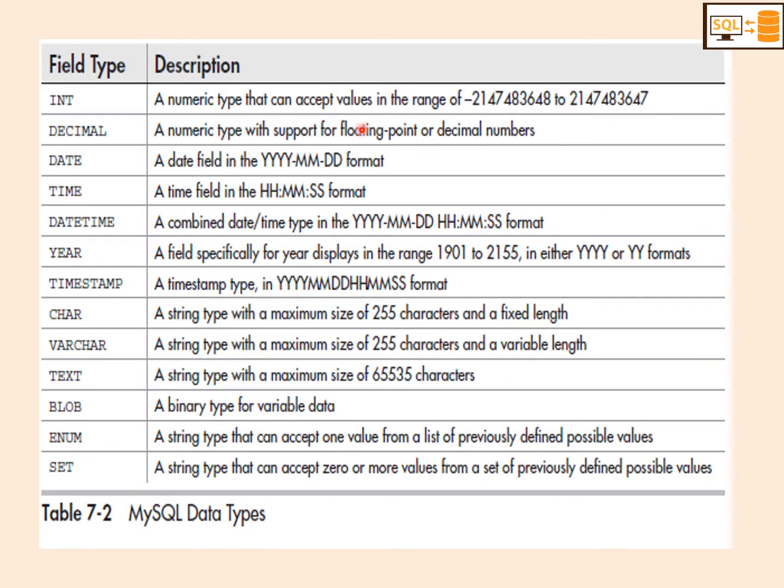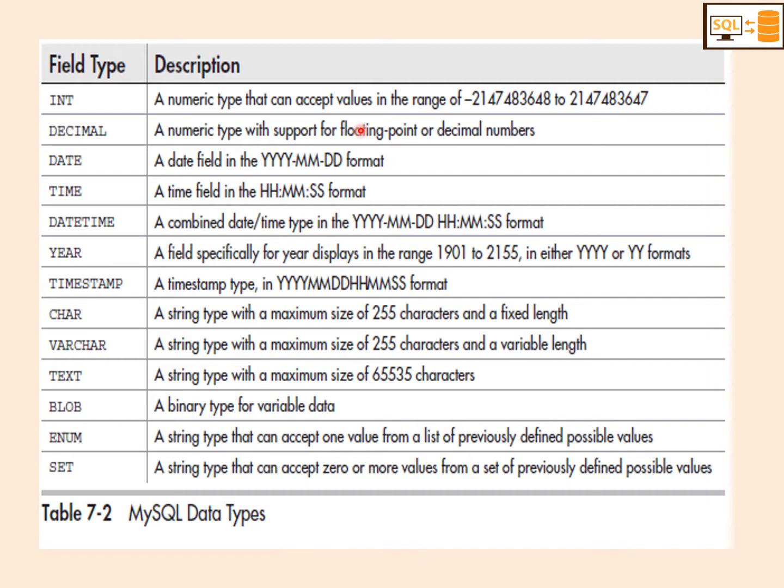Now we can see that PHP is most commonly connected with a MySQL database or MariaDB. It is already available with your WAMP package or LAMP package. In WAMP, I already mentioned that W stands for Windows, A stands for Apache, M stands for MySQL, and P stands for PHP. So MySQL is commonly used with PHP, and these are some of the data types associated with MySQL.